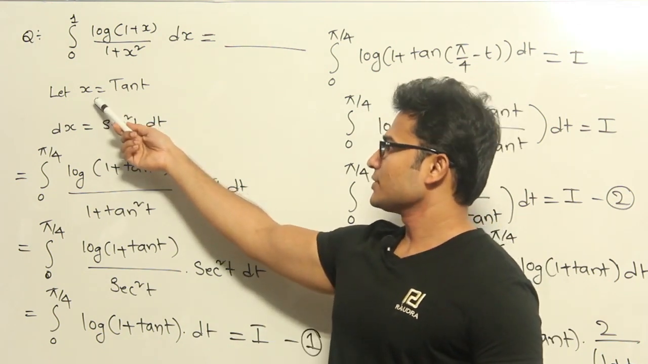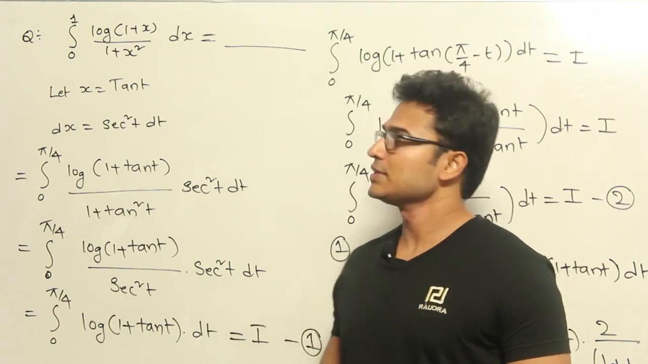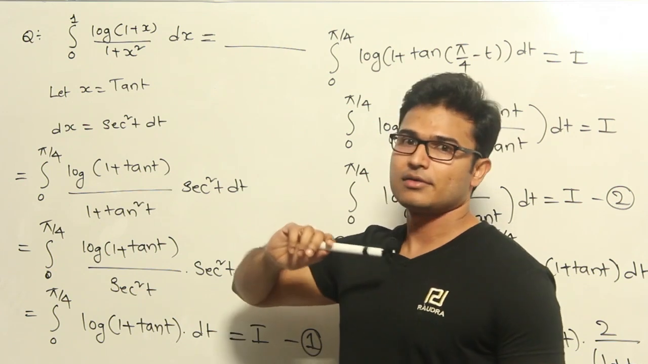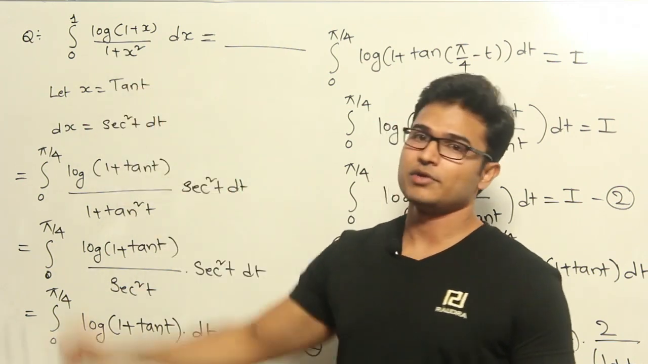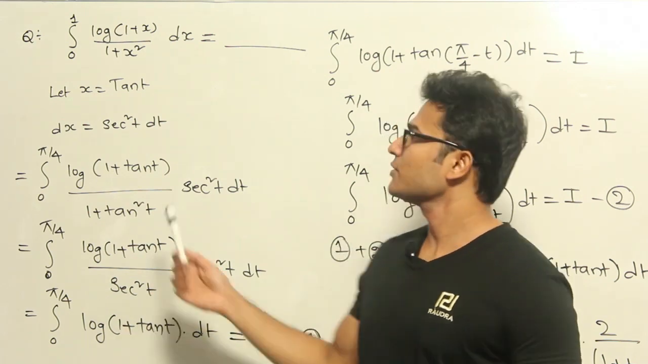What we can do is, in place of x we can substitute tan t. Why am I doing this? Once I find dx, I am going to get a term there, and in 1 plus x squared I am going to get a term. Both of them will get cancelled. That is why I am doing it. You'll understand why.